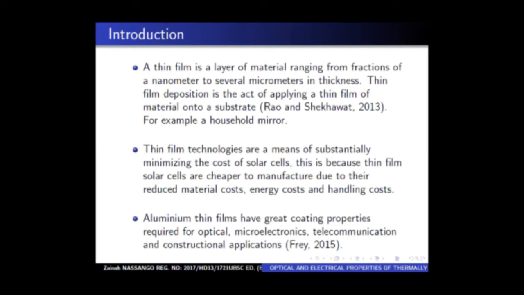Thin film technologies are a means of minimizing the cost of solar cells, because thin film solar cells are cheaper to manufacture due to their reduced material costs and handling costs. I chose aluminum as the material to use for making the thin film because it has very great coating properties, like properties required for optical, microelectronic and telecommunication applications.